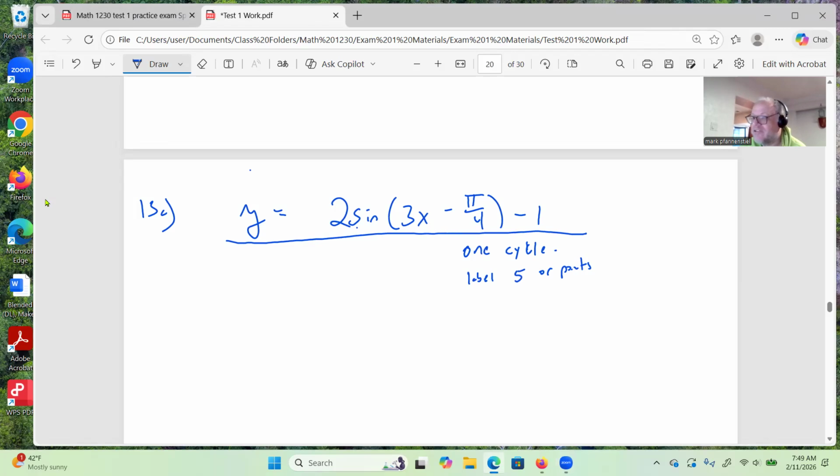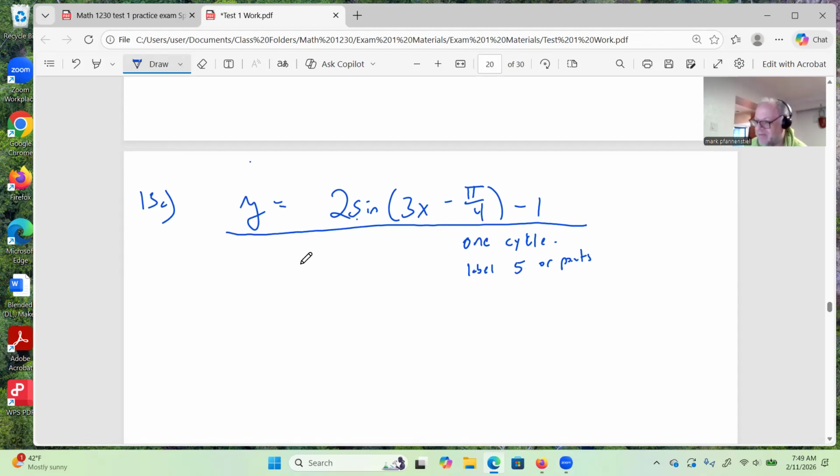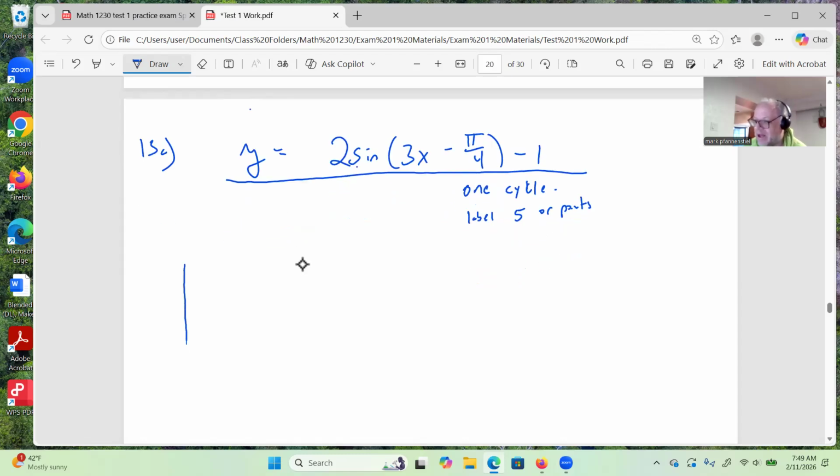Let's go ahead and get started with this. On this problem, notice that there isn't a reflection or anything like that. So I could graph a basic sine wave and think about that. And I'm going to go ahead and draw my axes in here.